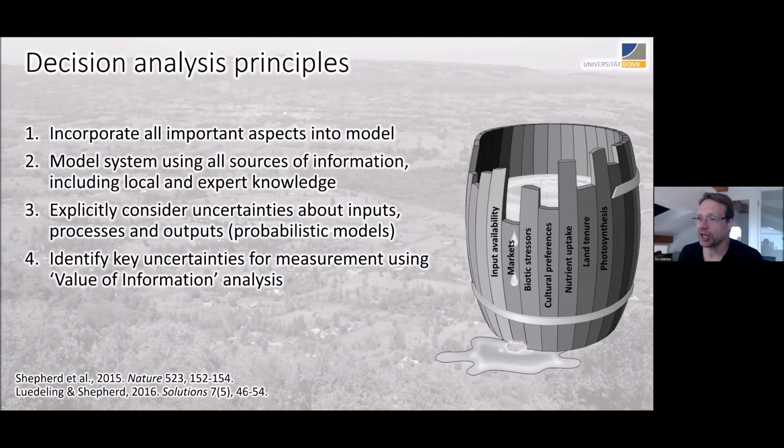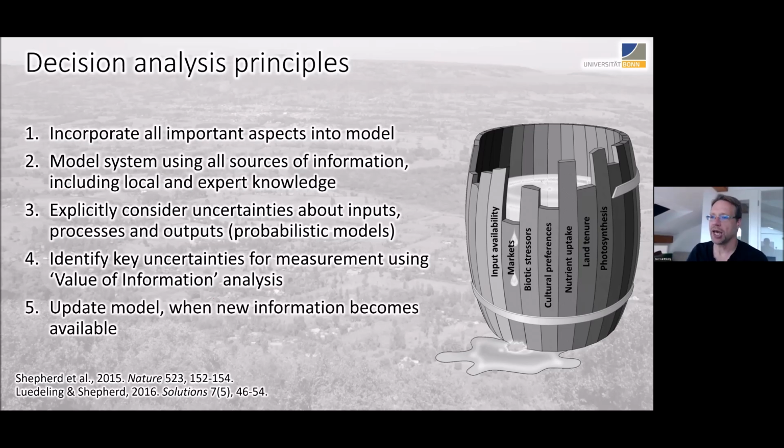Based on this, we identify key uncertainties for measurement. So sometimes actually after making the model and running the simulations, we can immediately make a recommendation. We can already see, oh, this is the way to go, or that's the way to go. If it's not the case, we can identify key uncertainties for measurement using so-called value of information analysis. And we'll then collect information and update the model when new information becomes available. So these are basically the principles that we apply always in our analysis.